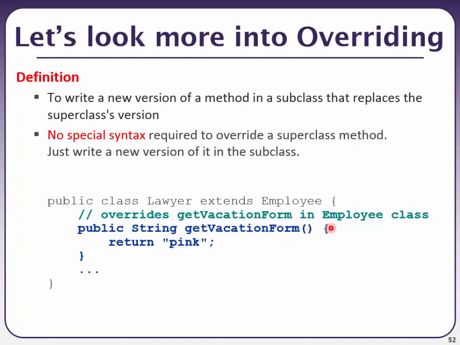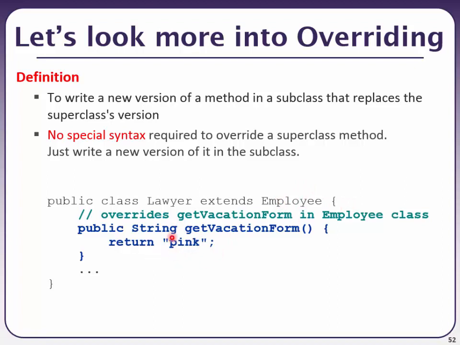So by simply rewriting here the name of the method, the parameters, the return type, and the access modifier, inside the class lawyer, Java is going to understand that this method is replacing the equivalent method in the class employee. So for example, in this case, I return that the color of the vacation form for an employee that is a lawyer in my company is pink. Okay, maybe the default color for an employee was, I don't know, blue.